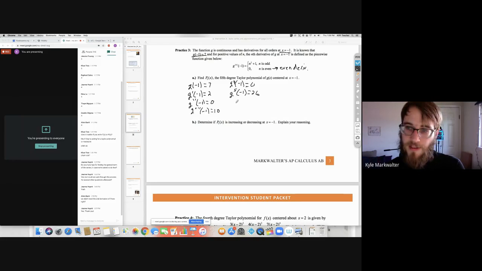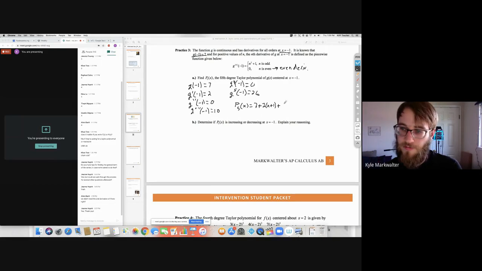Now I write out my Taylor polynomial, 5th degree Taylor polynomial. It's going to be equal to 7. I just take that number. Plus 2 times, remember it's x minus where we're centering it, so minus negative 1. That'll be x plus 1. The first power over 1 factorial, so I won't write all that stuff.